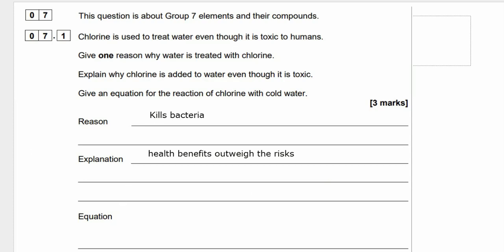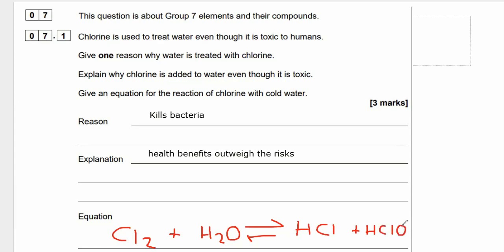Okay, let's get down to the equation. So we have chlorine, nice choice of colors, plus H2O in a reversible reaction, is going to make hydrogen chloride and hydrogen chlorate. There we go. Lovely jubbly.